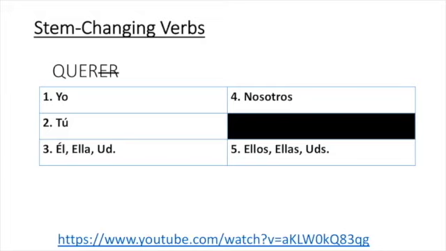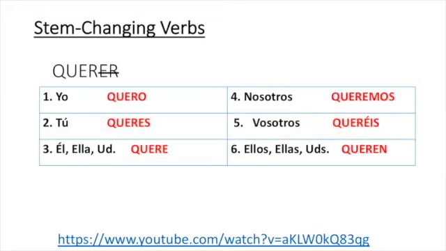Now that we've done that, we're going to carry down the querer part, Q-U-E-R, and add our endings, which for an ER verb are o, es, e, emos, éis, and en. Well, that's not entirely right because we've changed our ending, but we haven't changed the stem. So something now has to happen to the Q-U-E-R, the querer part. Well, querer happens to be a stem changing verb from E to IE.